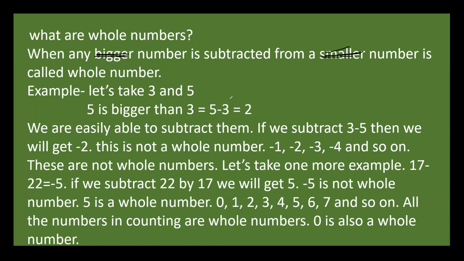So 5 is bigger than 3, right? When we do 5 minus 3, we will get 2. We are easily able to subtract them. If we subtract 3 minus 5, then we will get minus 2. That is not a whole number. A whole number is a positive number. It should be positive.